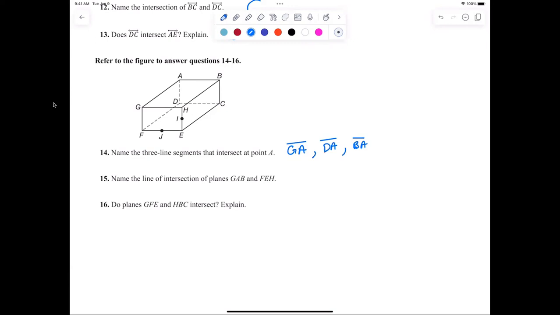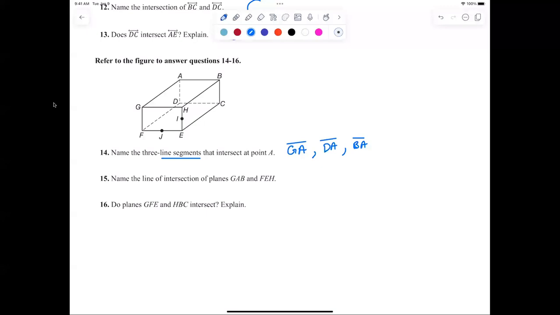So how do you know that they're lines? No, because it says here, you're identifying them as a line segment. You with me on that? Yeah. All right, that's all.